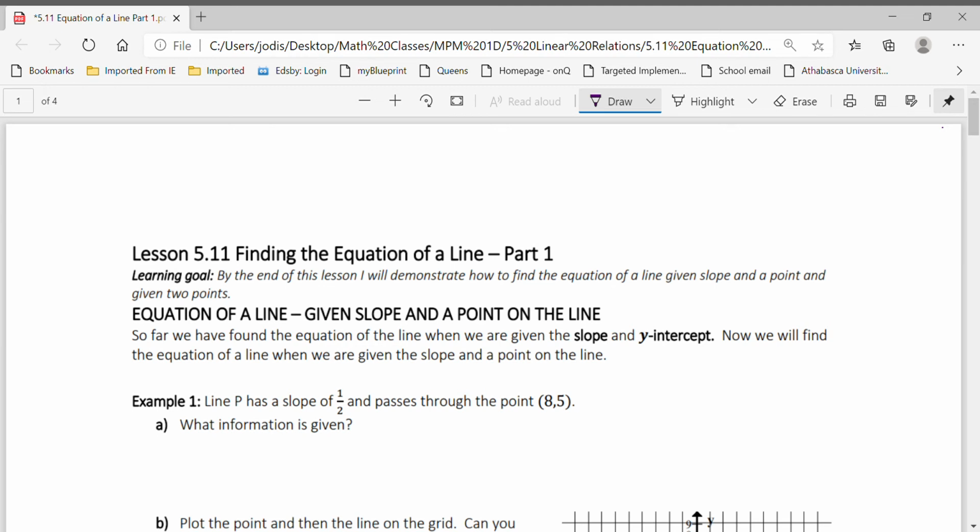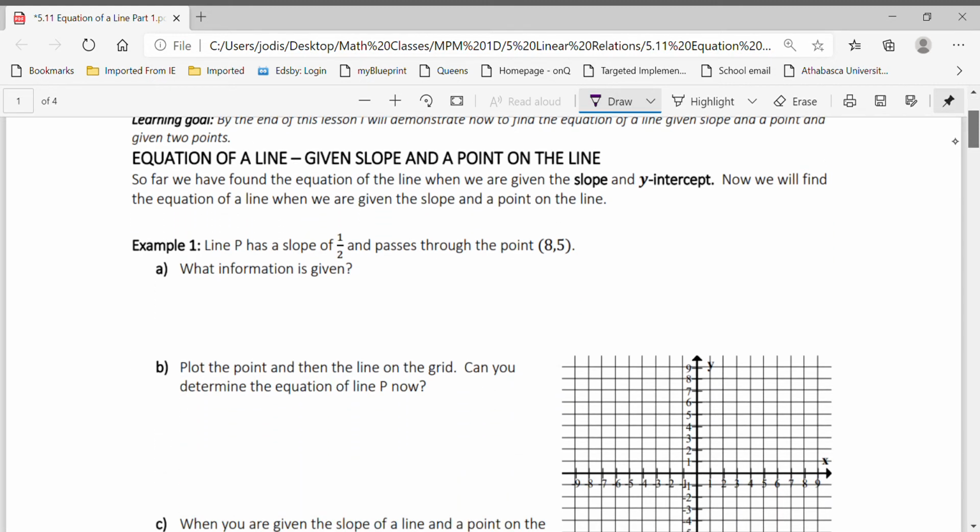Hi everyone, and welcome to lesson 5.11, finding the equation of a line part 1. So this is part 1 of the 3-part series of how to find the equation of a line. By the end of today's lesson, we should be able to find the equation of a line if we're given the slope and a point, or given 2 points on the line.